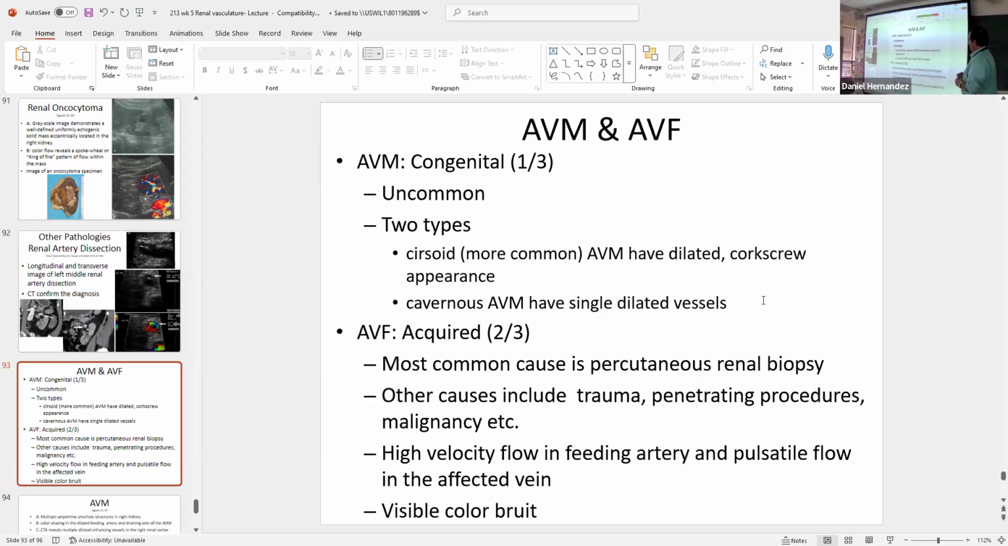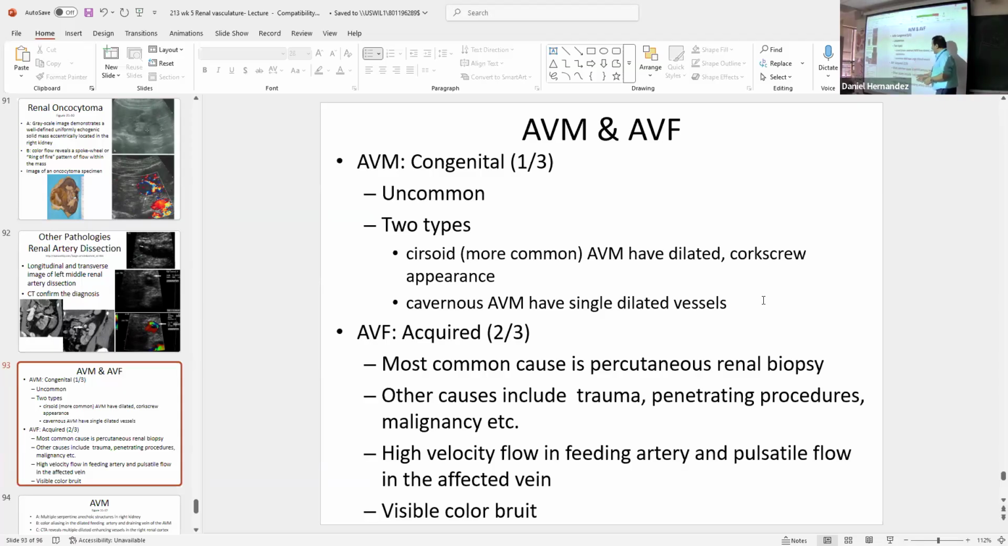vessel. With these, regardless of whether it's a congenital or accidental arteriovenous fistula, when we put our color on the kidney, you'll see areas that are anechoic that represent that blood flow. You put your color on, it just lights up with color over that area. With any fistula, it's going to be fast, turbulent flow. The arterial signals are going to be markedly elevated, very turbulent. Any venous signals are going to be mixed, pulsatile venous signals with elevated velocities. So you'll see a visible color blurring when you put your color on.